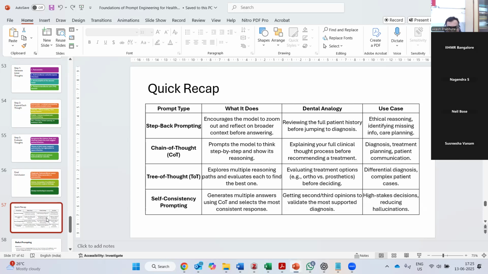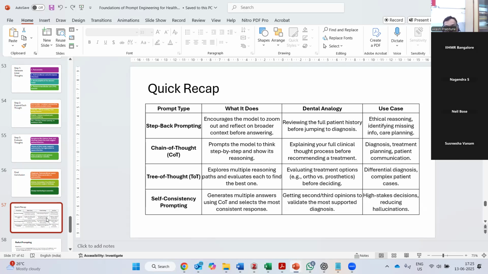That is something healthcare needs so much, because we cannot just say to a patient, you have a submandibular space infection because ChatGPT told you. No, that will not work. You need to reason and understand why it has come up with that.